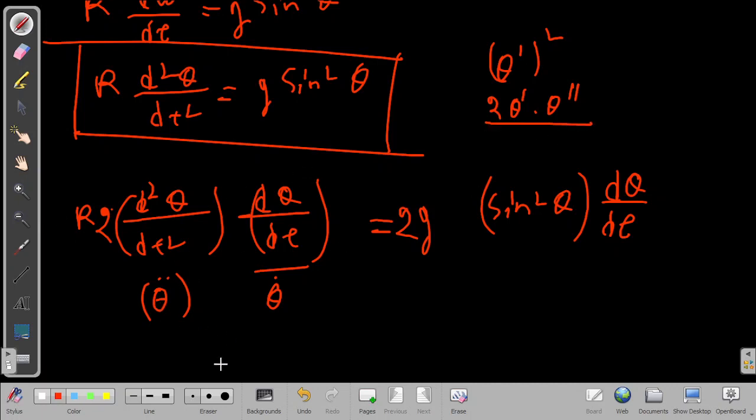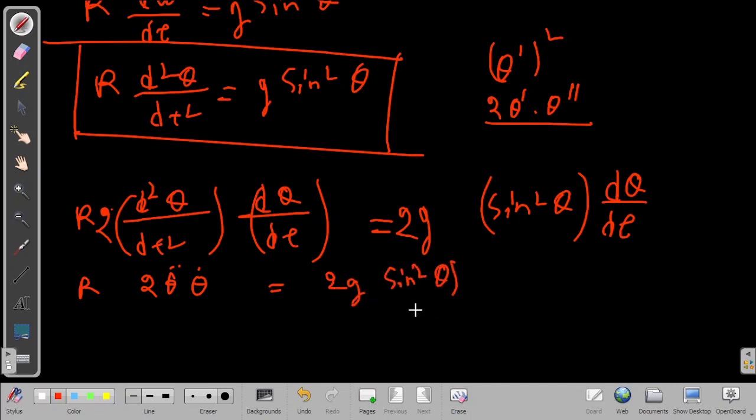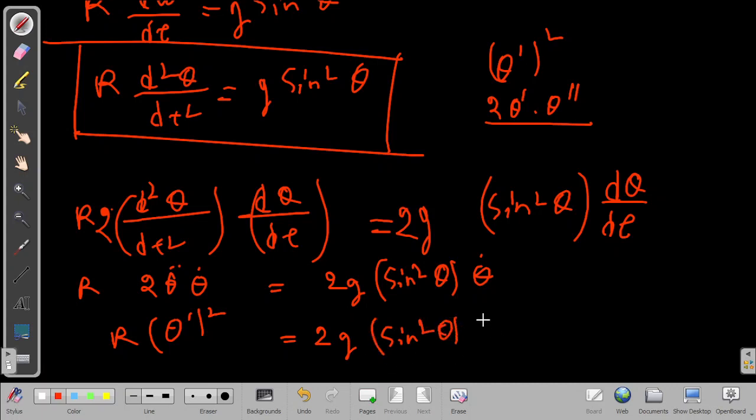So we have multiplied by 2, and now what we are going to do is simply replace this. It looks like this: d of theta dot square is equal to 2g sin square theta into theta dot. Okay, now this is theta dot square, which could be written as d of theta dot square, and this could be written as 2g sin square theta into d theta. Now what we can simply do is integrate this.